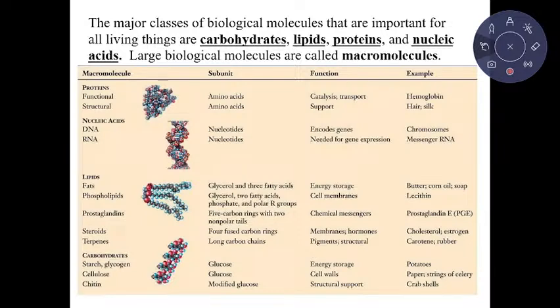Next, DNA. DNA's function is that it encodes genes. For example, chromosomes. Next, RNA. RNA's main function is that it is needed for gene expression. For gene expression, RNA is needed. An example is messenger RNA.